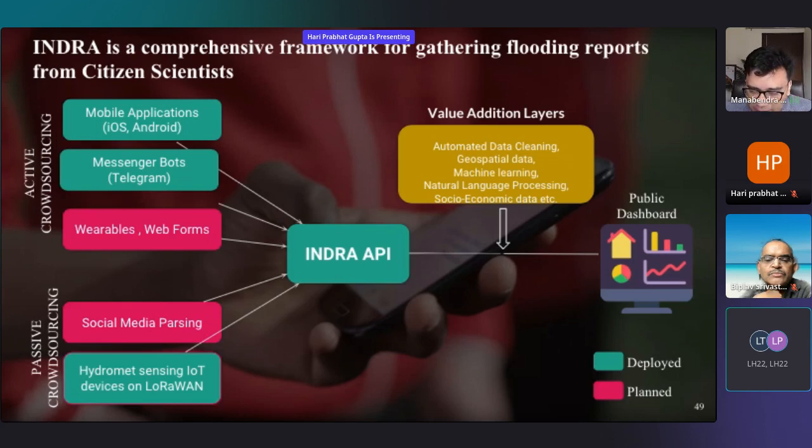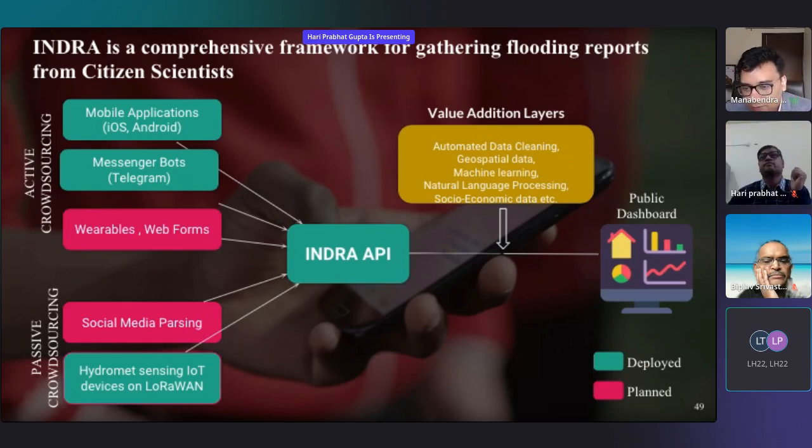And it's basically a suite of tools that we have developed or are developing in order to collect a large volume of natural disaster reports. So even though on the slide it says flooding reports, we are actually collecting a lot of other information as well. So the idea is that we will combine the active and passive crowdsourcing. So active crowdsourcing are mobile applications, messenger bots, wearables, web forms, and so on and so forth, which requires a user to take action to provide us data.